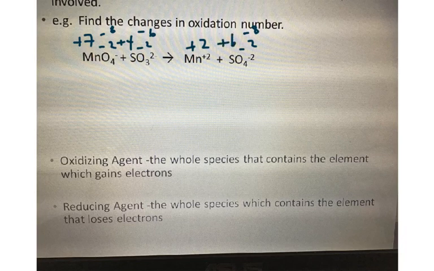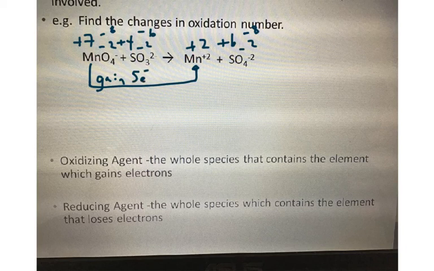So we look to see where the electrons have changed from reactants to products. If you look at Mn, it's +7 as a reactant, and it's +2 as a product. So we draw an arrow like this, and for it to go down 5, that means it gained 5 electrons, because electrons are negative. And that's how we label it.